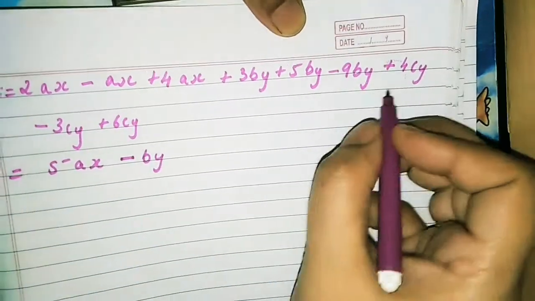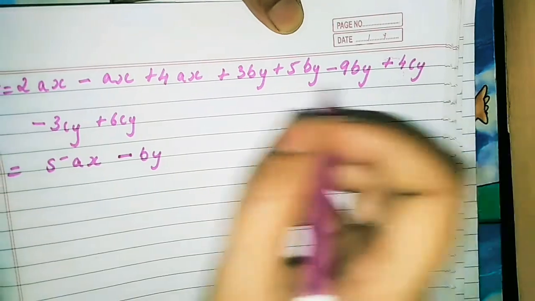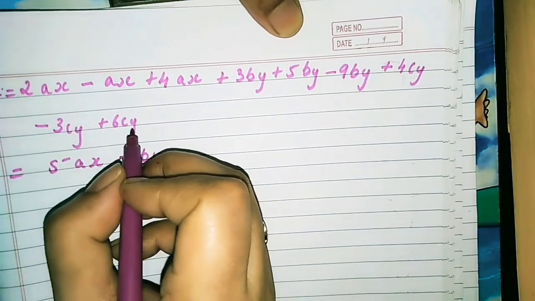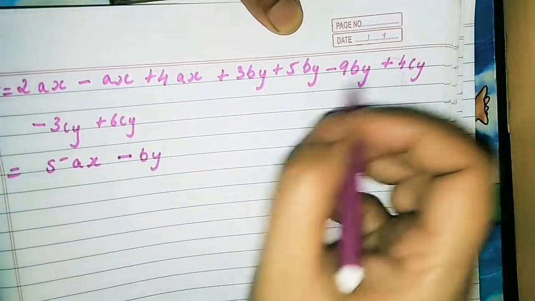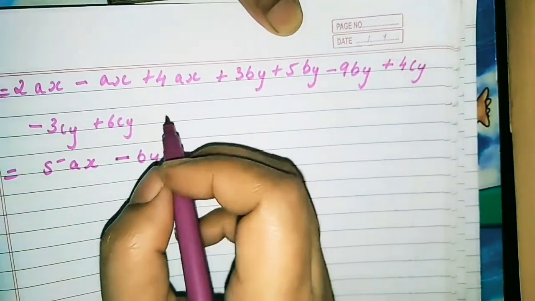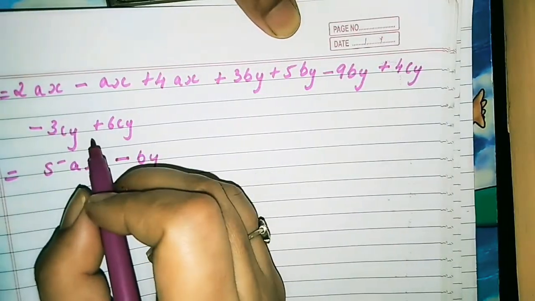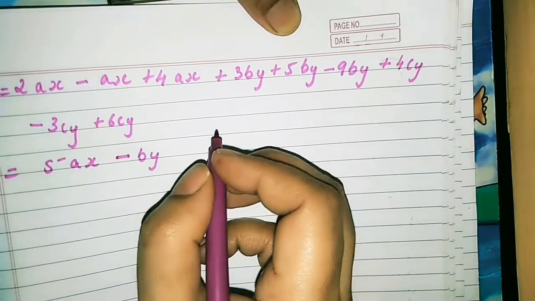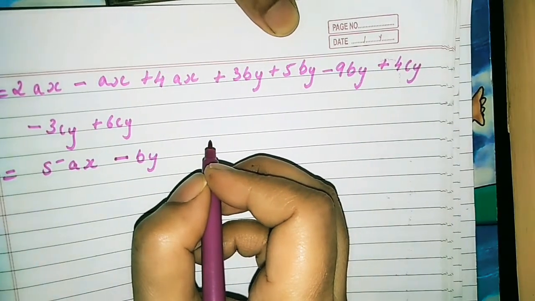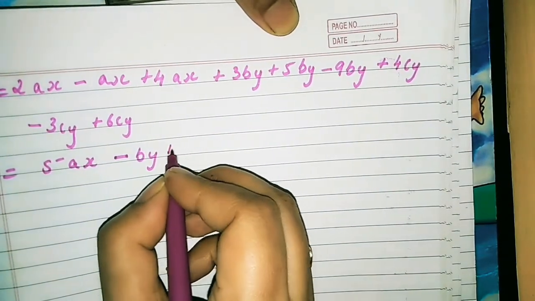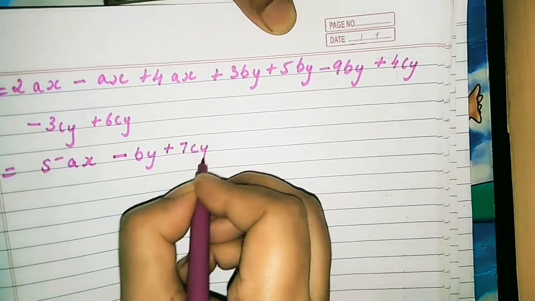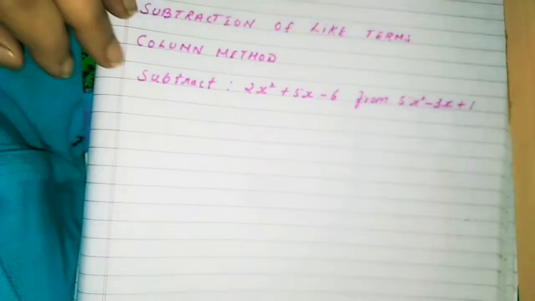And the last expression is plus 4cy minus 3cy plus 6cy. So add the positive numericals. 4 plus 6 is 10. 10 minus 3 is 7. So which sign? Again, it's a plus sign. So plus 7cy. Now this is your final answer.